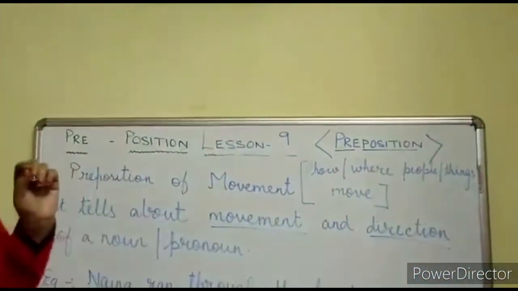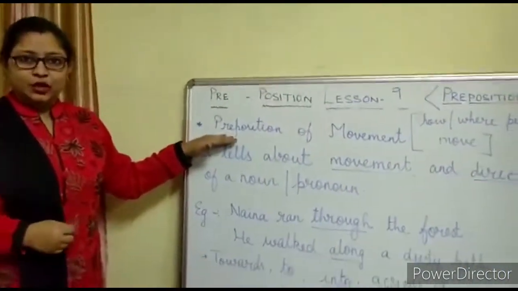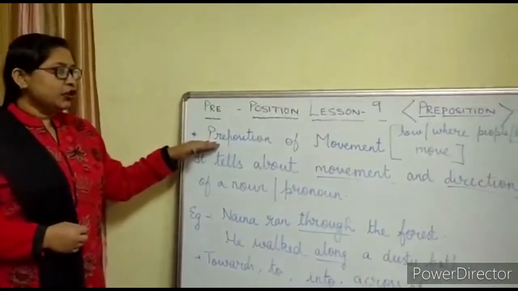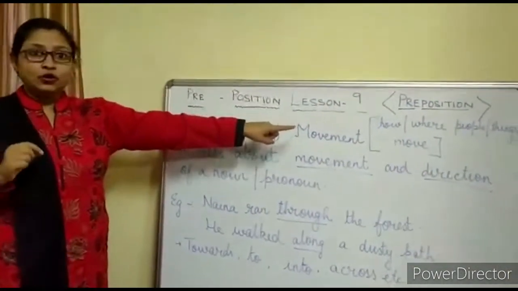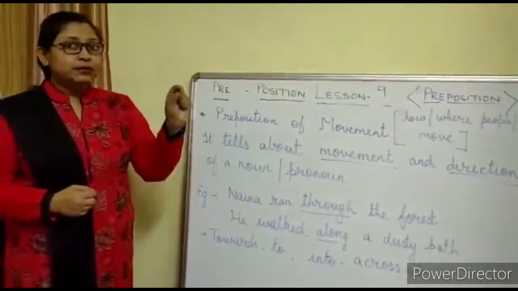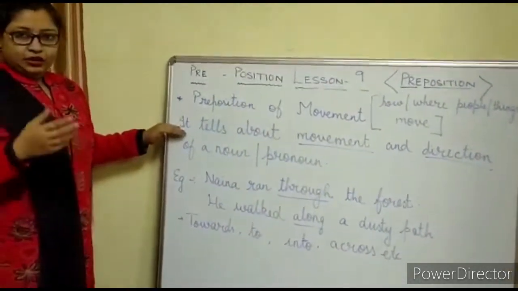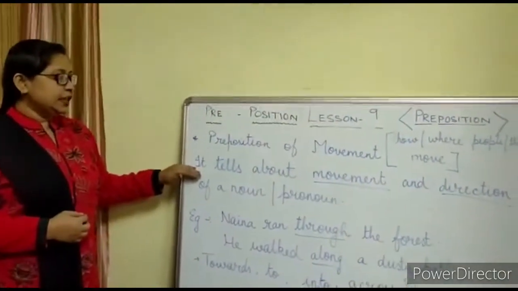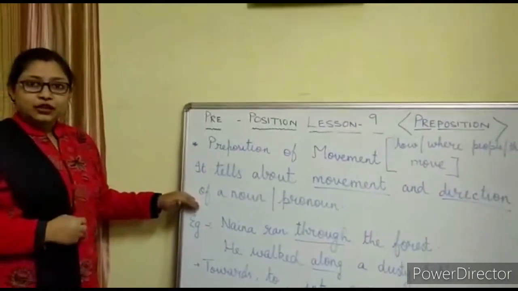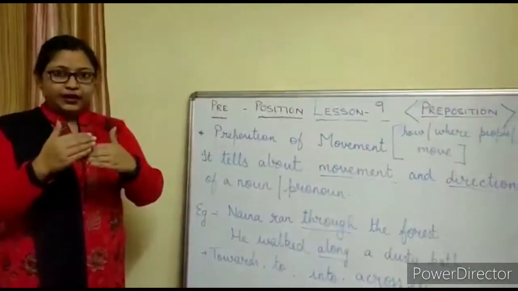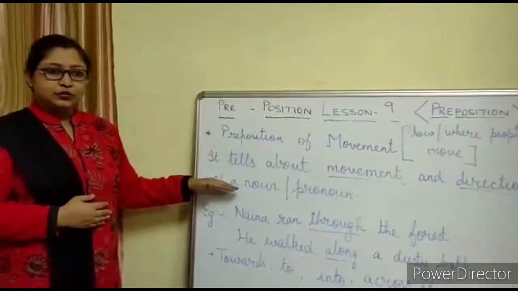So this is the third and the last kind of preposition which we will be doing, preposition of movement. It tells us how people or things move or where people or things move. Definition: it tells about movement and direction of a noun or a pronoun. So it tells us the movement or the direction in which a noun or a pronoun is moving.